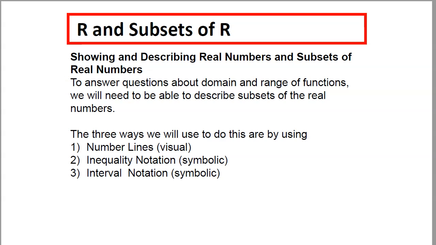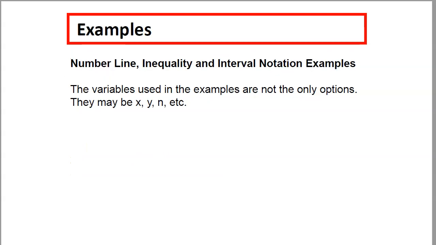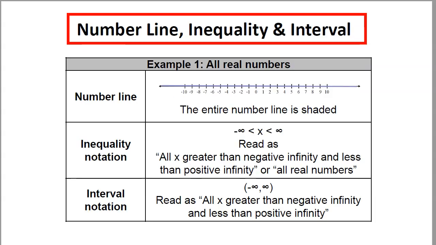We need to be able to show and describe real numbers and subsets of real numbers, and we'll do this in three ways: with number lines, inequality notation, and interval notation. In the following examples, remember you could use lots of different variables with this notation. It doesn't have to be just this example notation. Our first example is all real numbers. On the number line, the entire number line is shaded.